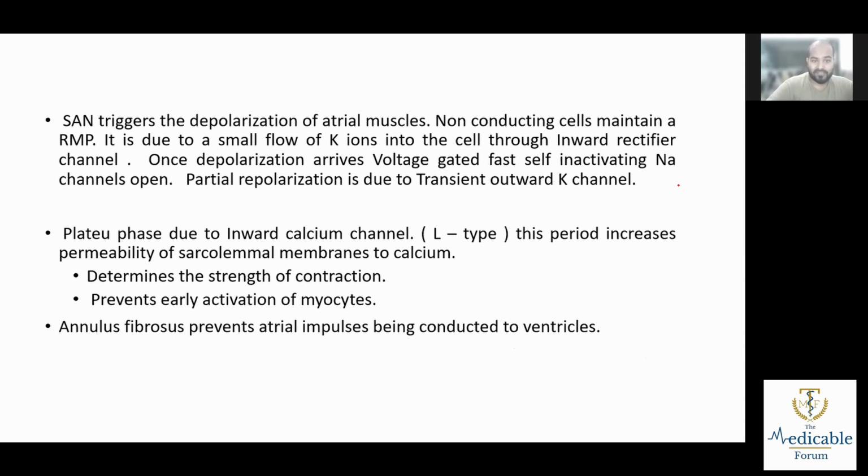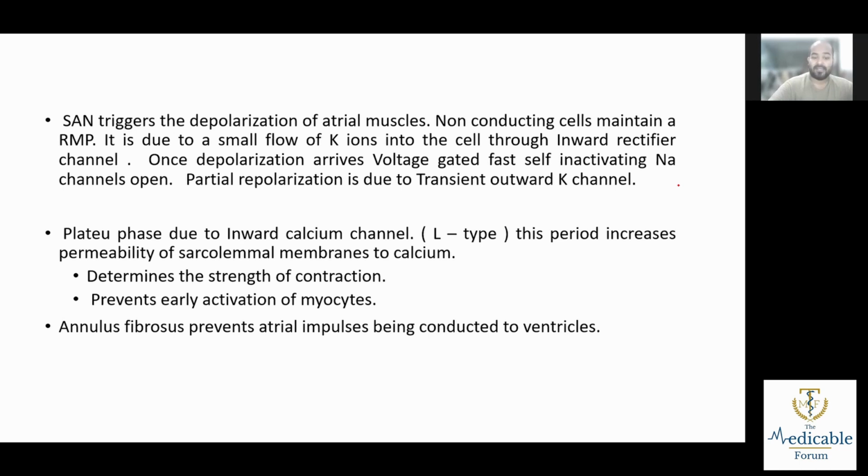So the plateau phase is due to the inward calcium channel, which is the L-type channel. This period increases the permeability of sarcolemmal membranes to calcium. Now, the period of this plateau phase determines the strength of the contraction. And this also prevents the early activation of myocytes, which means during the plateau phase, the muscle is absolutely refractory.